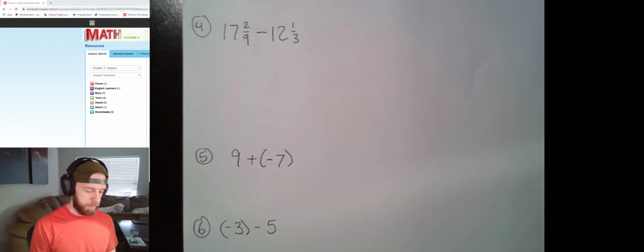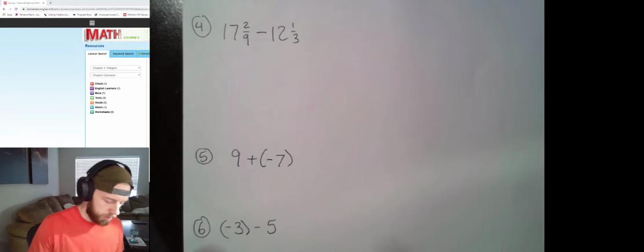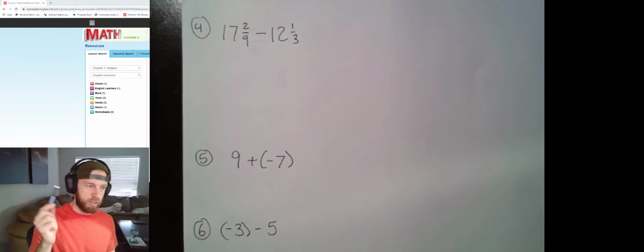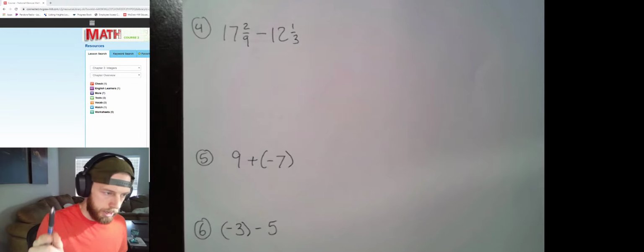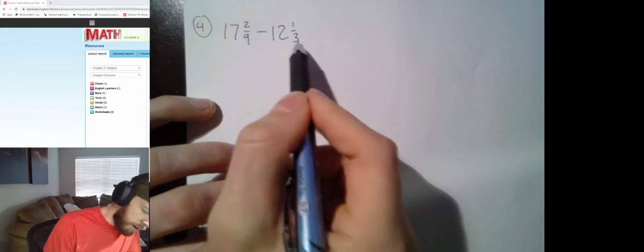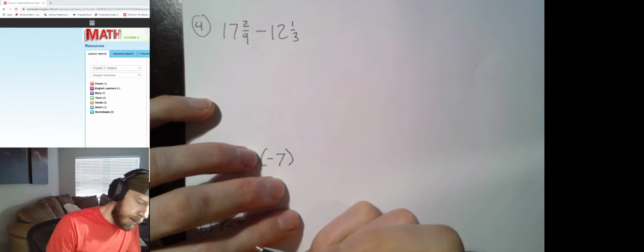Okay, here we go. Just like the addition, we just need to subtract the whole numbers and the fractions. But here's the problem. Subtracting 2/9 minus 1/3, the first issue we have is they don't have a common denominator. So let's do that real quick. This one's kind of easy because 9 is going to be their common denominator. We just need to multiply this one up.